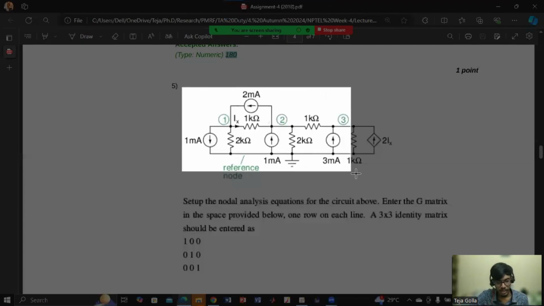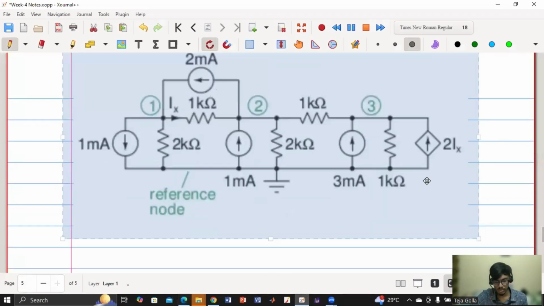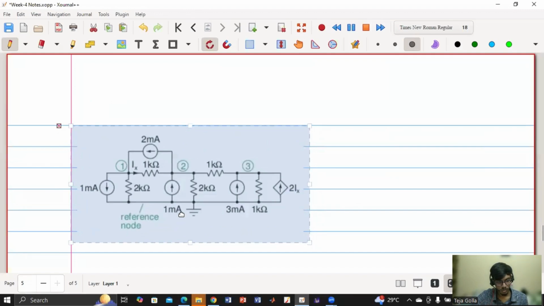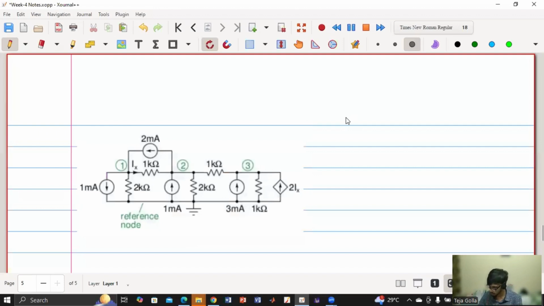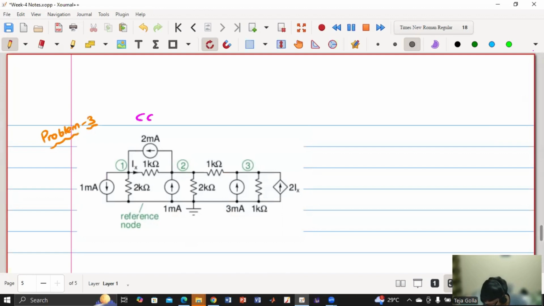So this has another type of dependent source. Which dependent source does this circuit have? Current controlled current source. Yes, you are right. So this is a current controlled current source because there is a current source and the value of the current source is dependent on some other current Ix.